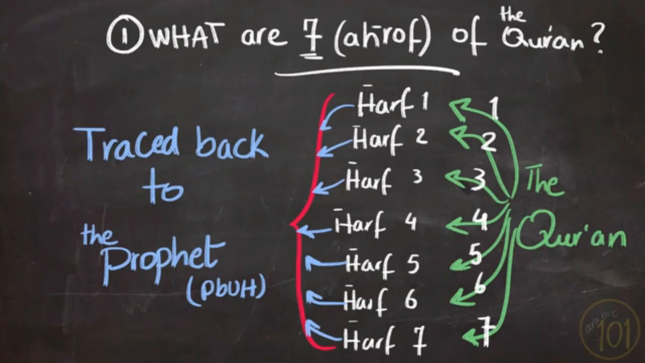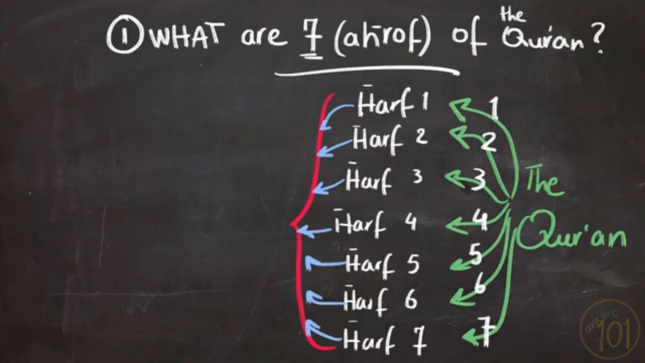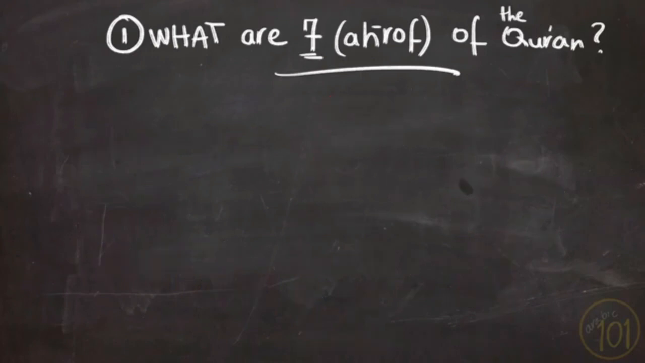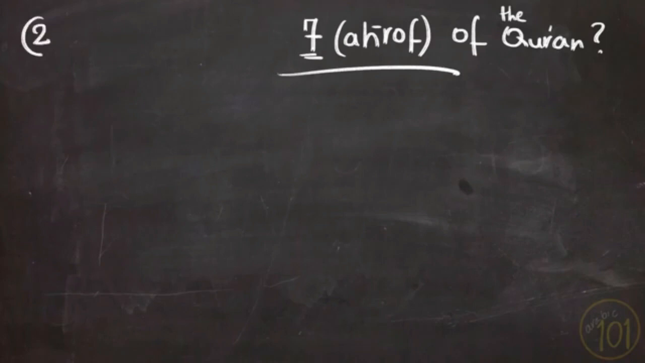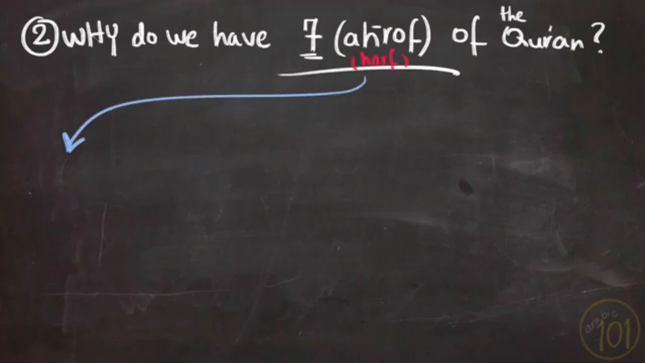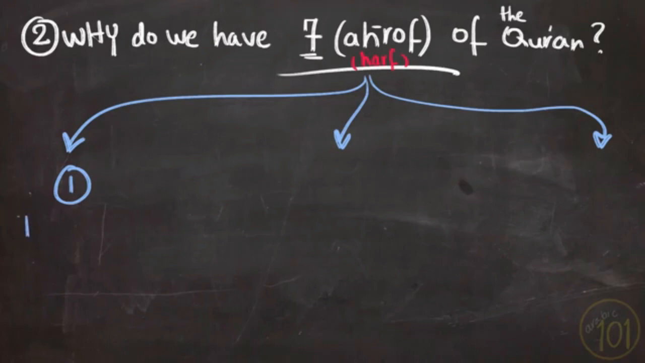So there is no and has never been any space for us for using our own variations of the Holy Quran. So why do these ahruf, and that is by the way the plural of harf, why do they exist? There are mainly 3 reasons why there are variations of the Holy Quran.